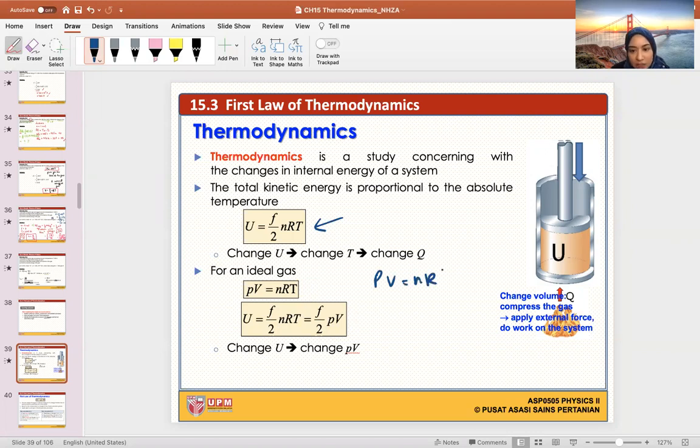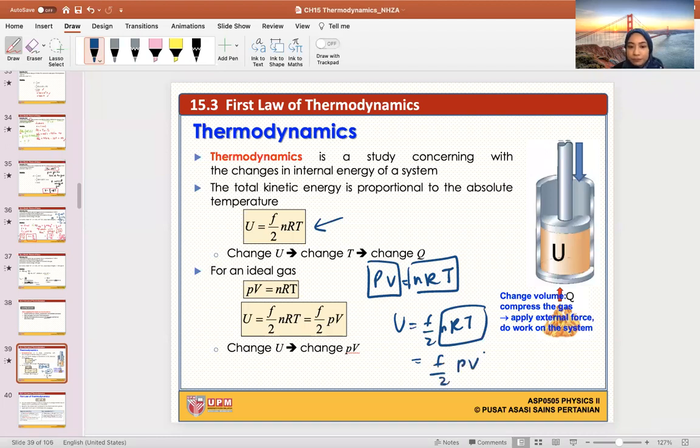PV equals nRT. U equals F over 2 nRT. I can say, oh, nRT is here, maybe it's equal to PV as well. The truth is, it is equal to PV as well. So F over 2 PV. So you can use it interchangeably, but most of the time you will just use this equation. But you should know that it is interchangeable with F over 2 PV.